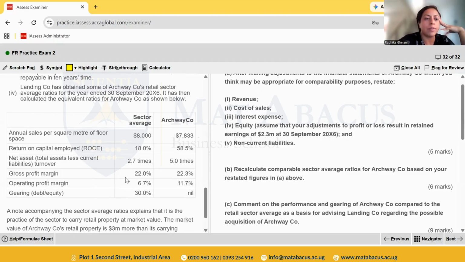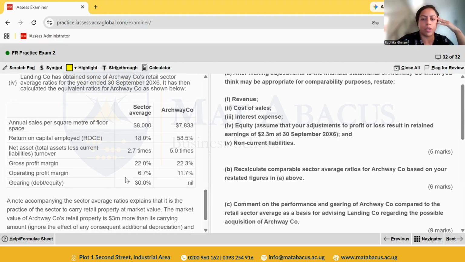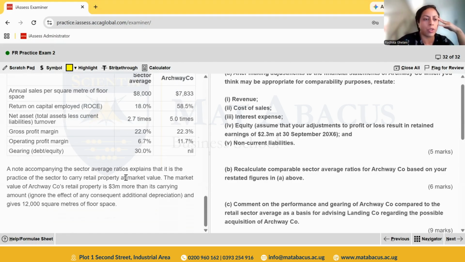So when you're commenting, what are you going to do? You're going to obviously keep in mind the sector average, the old ratios that were compared, and then the new ones based on the adjusted figures. That's the line of thought you're going to have in your commentary. Anyways, we'll look at that when we reach there.